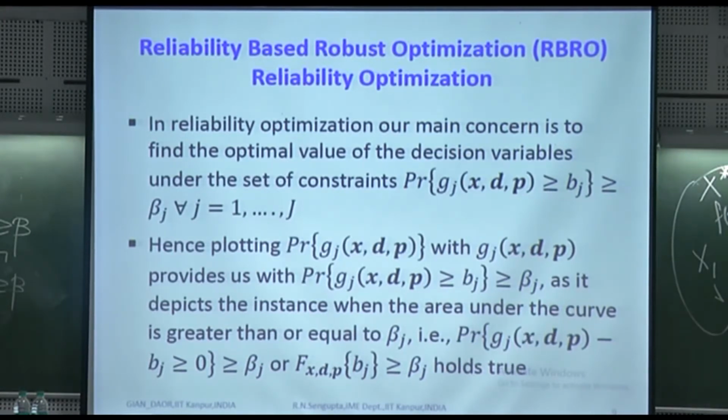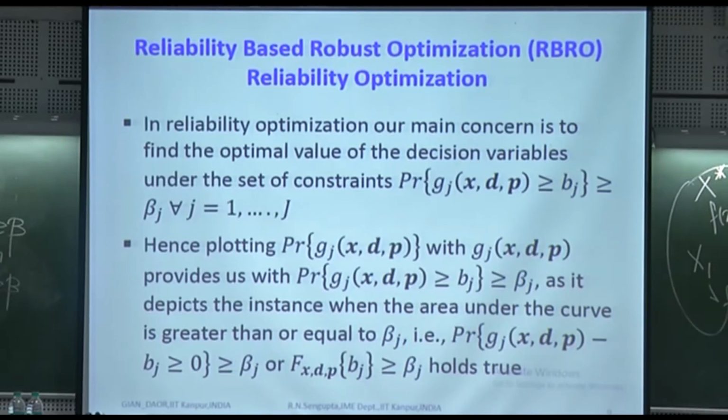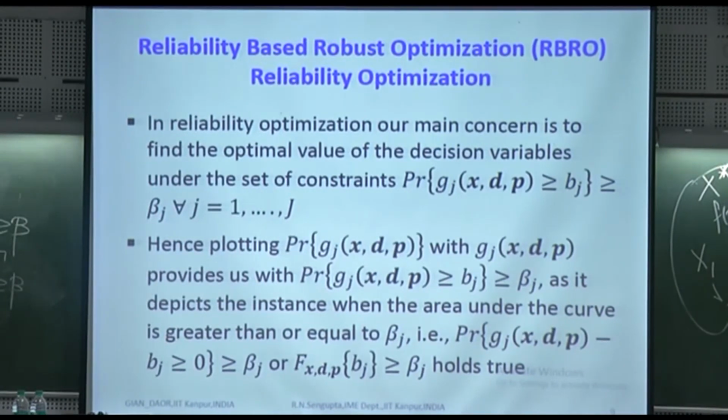And now if you see, it basically goes in this way. In the reliability optimization, our main concern is to find the optimum values, which is x star. Actually you need x star, not the u's. So you want to find out the x values, and your main concern is to find out the probability, which is the constraint given as the first bullet point: probability of Gj being greater than Bj is with some probability of beta.